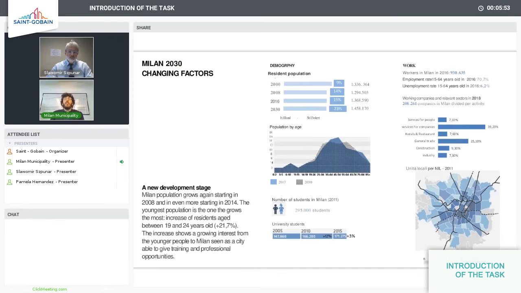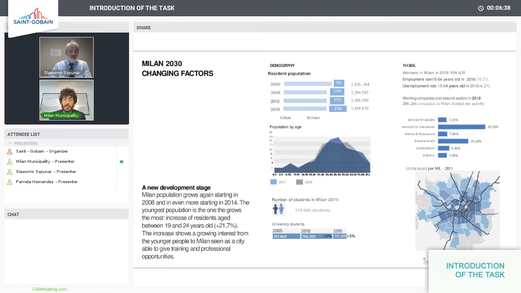In starting our work to define the new city plan, we started from a series of key data and metrics. We call them the drivers of change. Particularly, there is a series of fundamental factors related to the demography of the city. The city is changing, it's coming back to growth after a long period of decrease. In the last 10 years, it started to grow again in terms of population, and we continue to grow, achieving 1.4 million inhabitants within the city's boundaries.